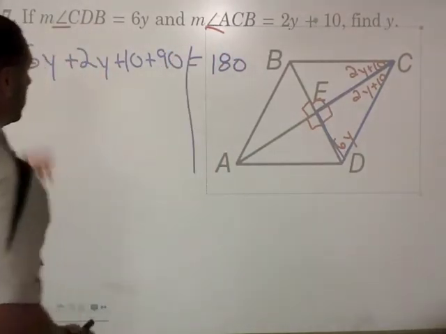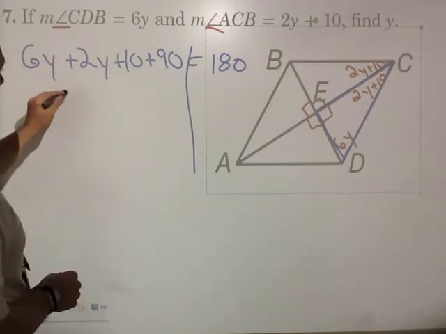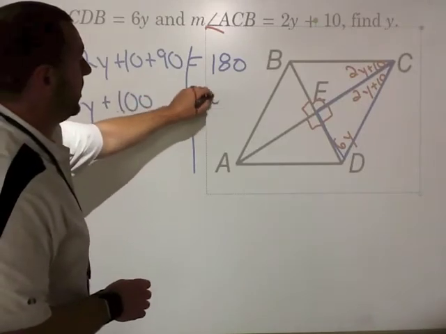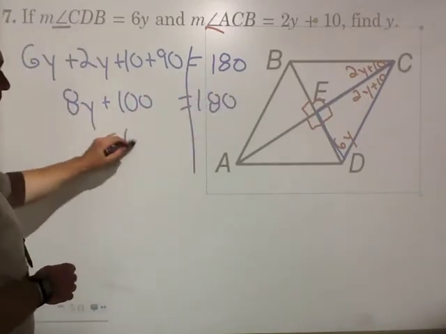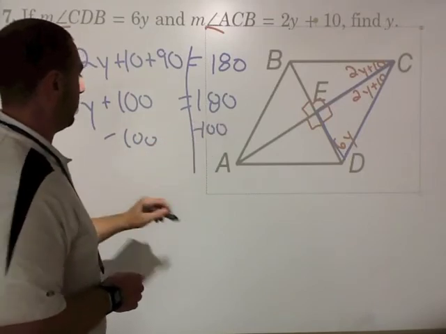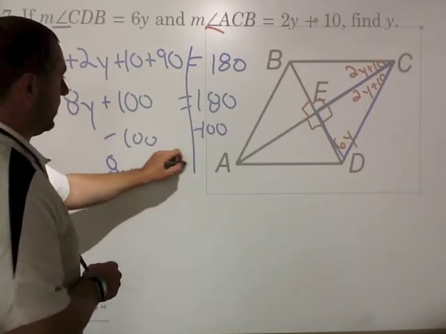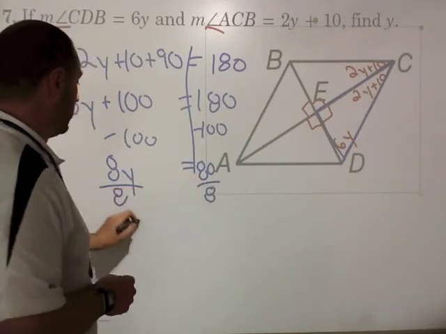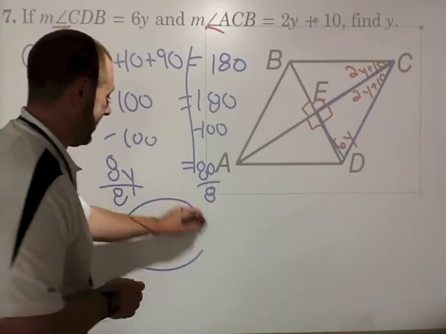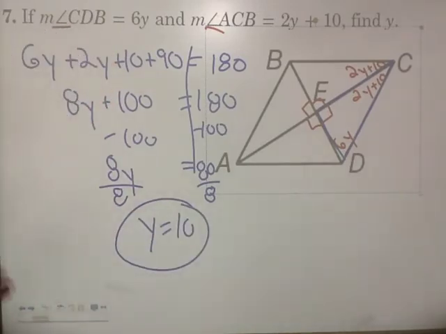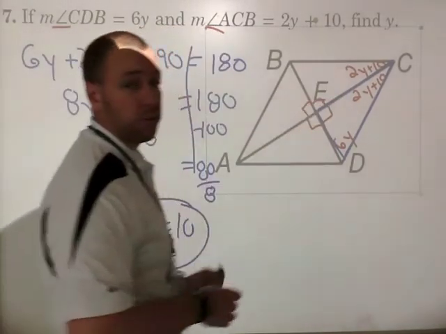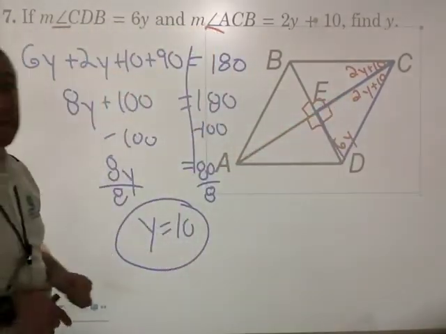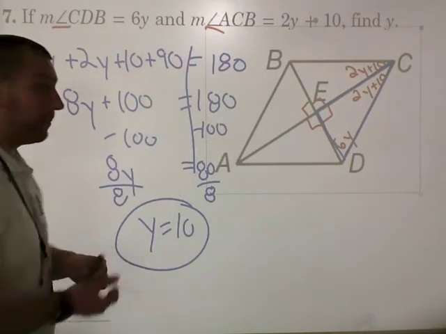I can combine like terms on this side and get 8y plus 100 equals 180. Subtract 100. 8y equals 80. Divide by 8. y is 10. So you have to apply the algebra and then solve using some geometry concepts of triangles adding up to 180.